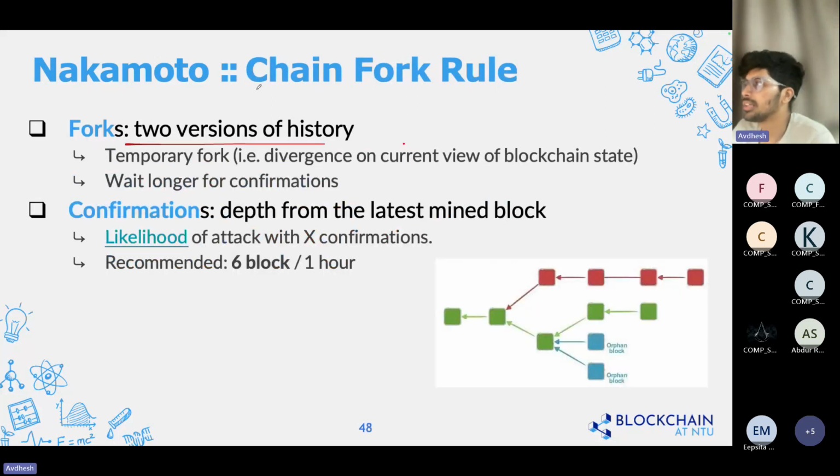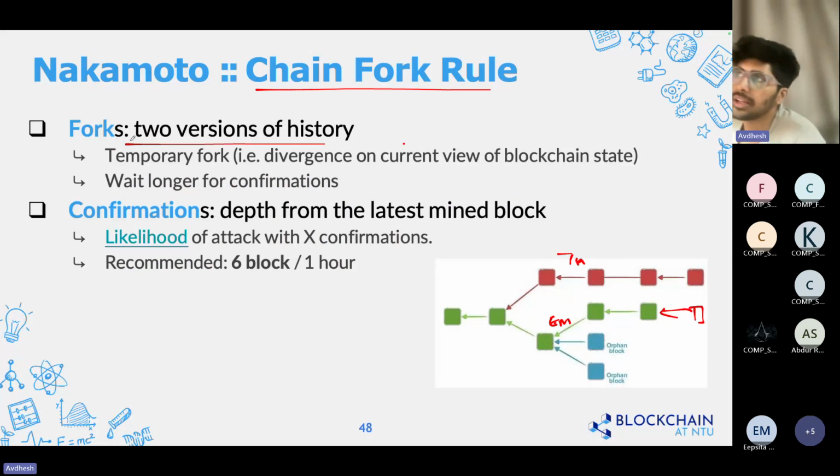So now I'll talk more about the chain fork rule. Let's suppose both of these chains are going at the same time at a rapid pace. This is Tia's one and this is Emmanuel's one. So what can be done, and what are forks? A fork is simply like what GitHub has, where you fork a repository. So there are two types of forks. The one is temporary, a divergence on the current view of the blockchain state.